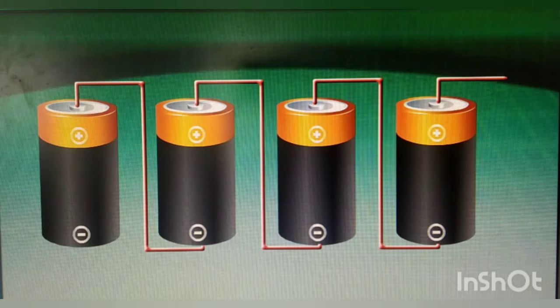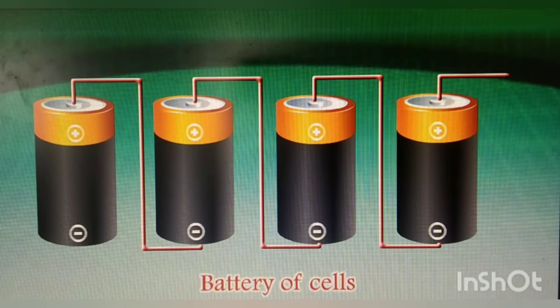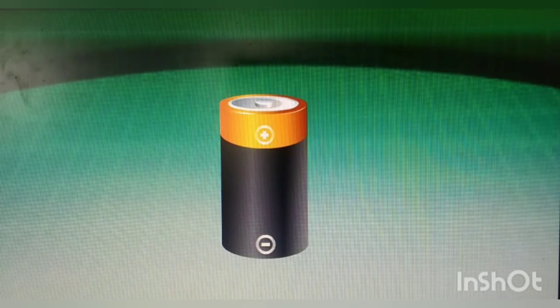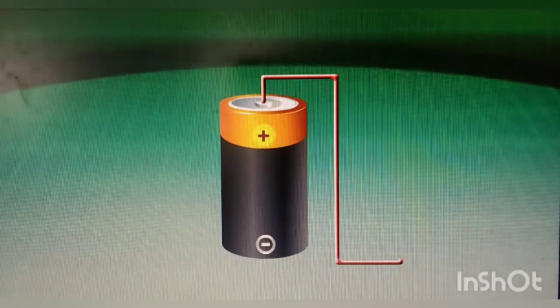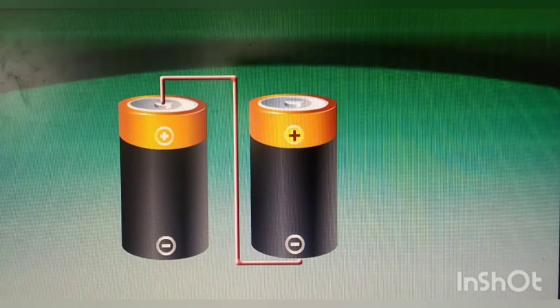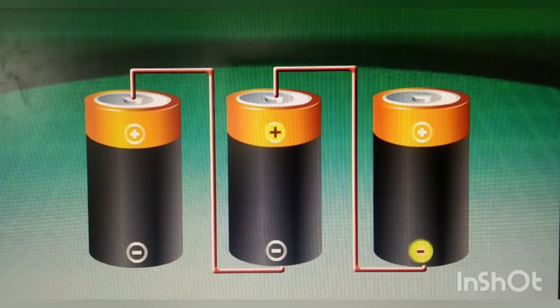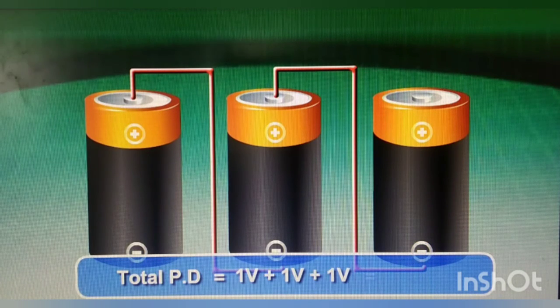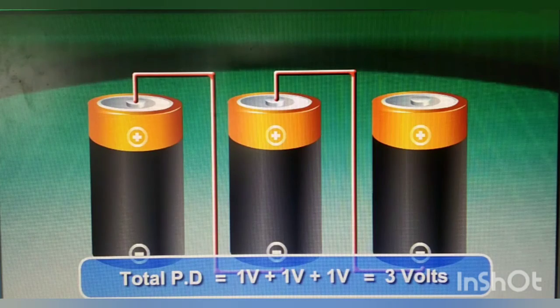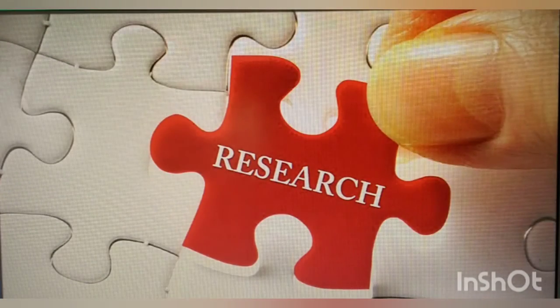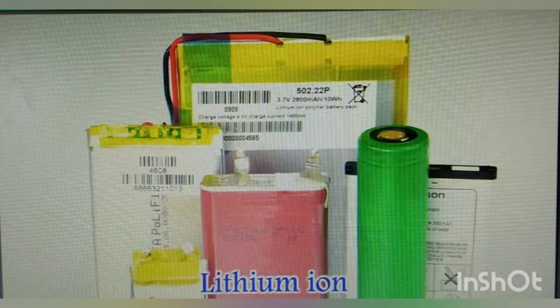If the cells are connected, the connection of the cells is known as a battery of cells. In this series connection, the positive terminal of one cell is connected to the negative terminal of the second cell, and the positive terminal of the second cell is connected to the negative terminal of the third one. So if each cell has a potential difference of 1 volt, then the total potential difference of 3 cells will be 3 volts.